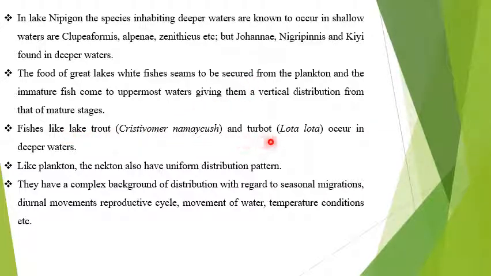Fishes like trout and turbot occur in the deeper water. So these are the Nekton found in the deeper lake. Like plankton, Nekton also show distribution according to various factors, as we discussed, and are found in various ecological conditions. So Nekton is distributed in the whole lake according to choice. The complex background of distribution includes seasonal migration, diurnal movement, that is day or night movement, reproductive cycle, movement of water, and temperature conditions. All these ecological conditions affect the distribution of the Nekton. Thank you.